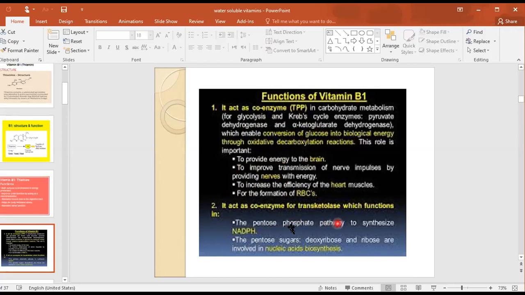This enzyme is found in the pathway called the pentose phosphate pathway, and this pathway makes NADPH, and NADPH is used in the synthesis of fatty acids and cholesterol and as a cofactor for antioxidants. You are going to take all these parts in carbohydrate metabolism later, inshallah. Okay, so for now, you should know that it acts as a cofactor for the transketolase enzyme, which is an important enzyme in the pentose phosphate pathway, and this pathway synthesizes NADPH.